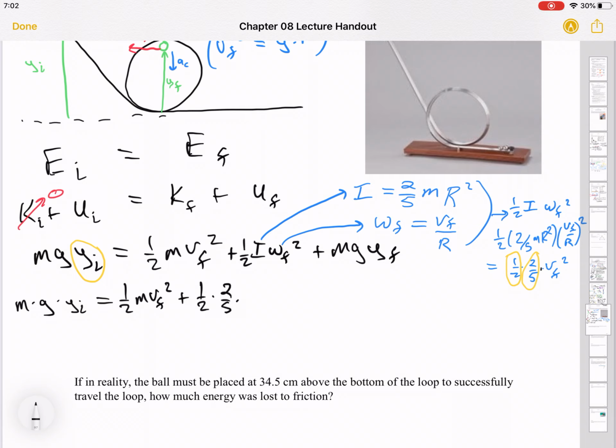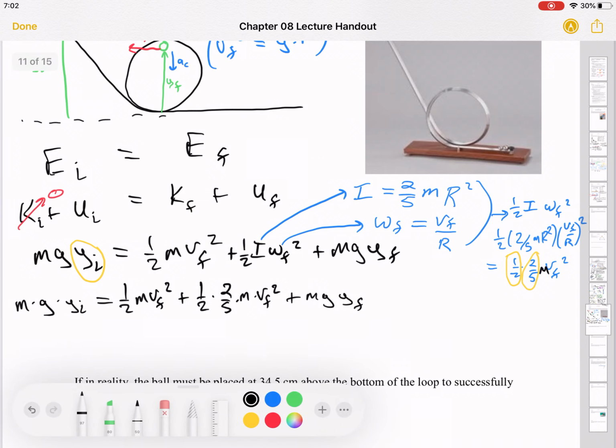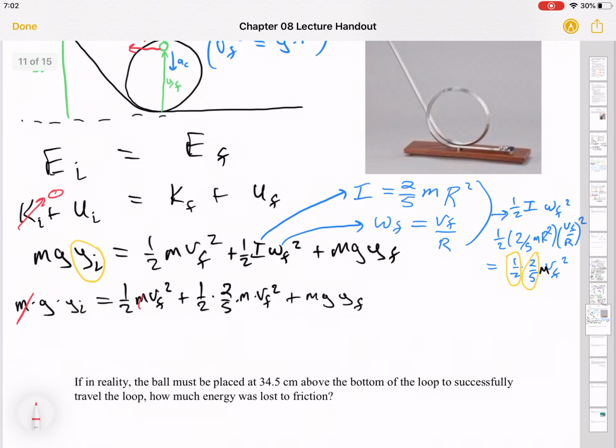There's a mass term that I missed. Mass times v final squared plus mg y final, which I know. Okay, now we can divide out the mass. This is fun. Mass, mass, mass, and mass all go away. So we're really, really close here.